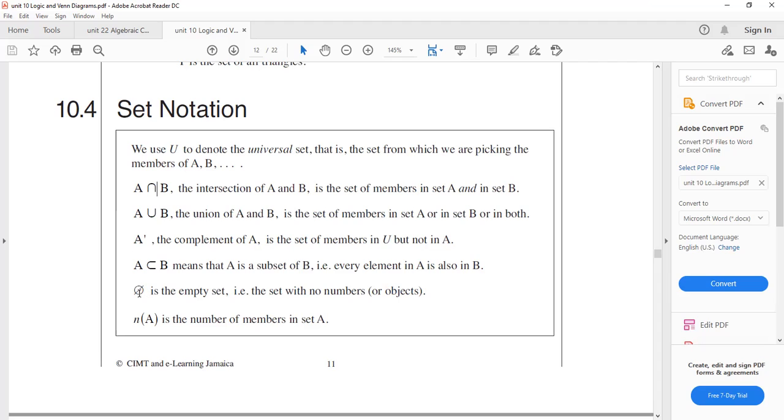And then ∅ just means the empty set, some would say the null set, meaning there are no elements or objects in that set. So if set A is the set of even numbers and set B is the set of odd numbers, and somebody asks you for the intersection, you're going to turn up with the empty set. It will be null. And n(A) just means the number of members or elements in set A.